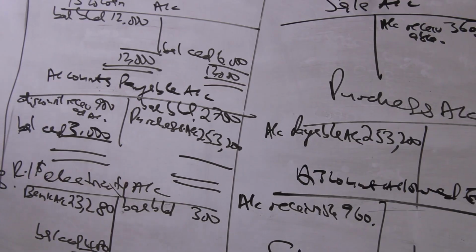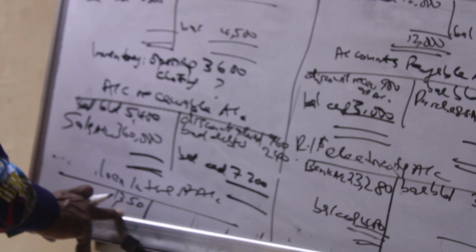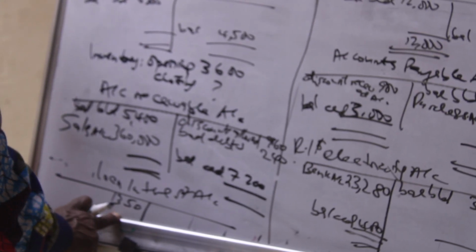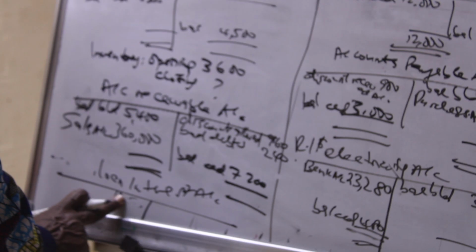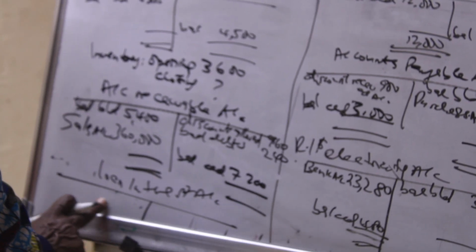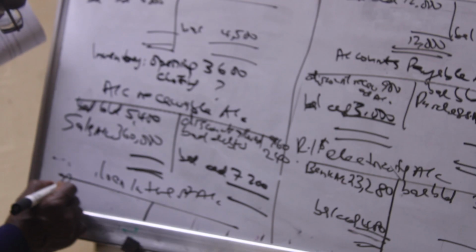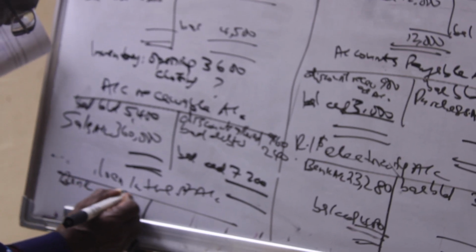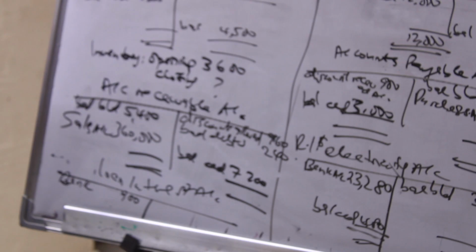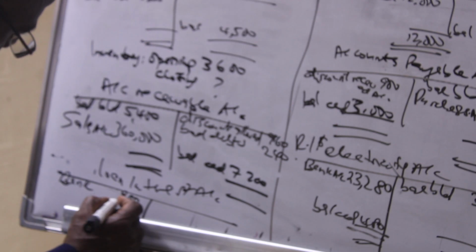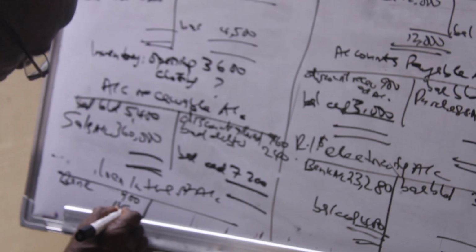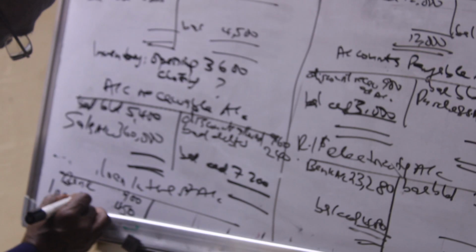Then we have interest on the loan. The loan interest expense is 1,350, but we are told that out of this 1,350, we have paid 900 through bank. Therefore, 1,350 minus 900 is 450. So 450 is loan interest payable.